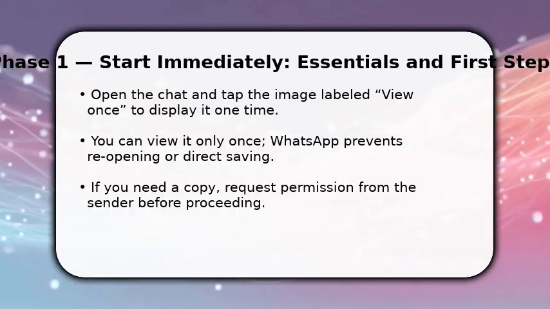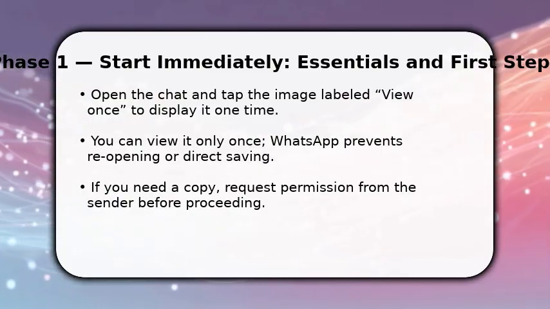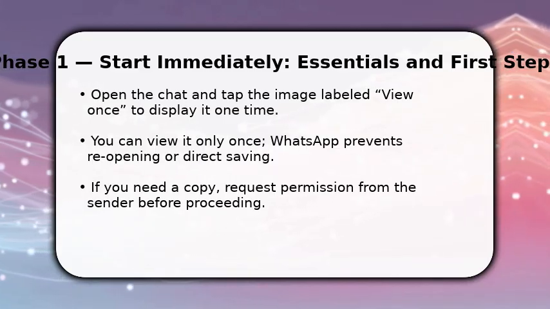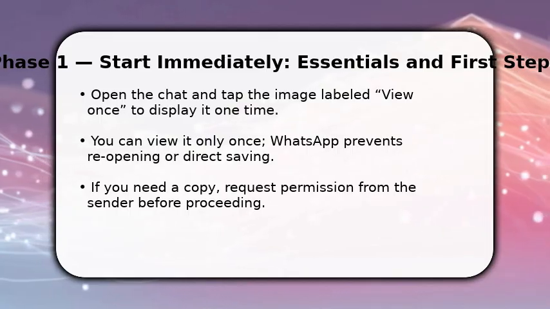You start by opening the exact chat that contains the View Once photo, then tap the image to reveal it. It displays one time only. Pay attention. WhatsApp intentionally blocks reopening and saving to protect privacy, so act while it's visible.